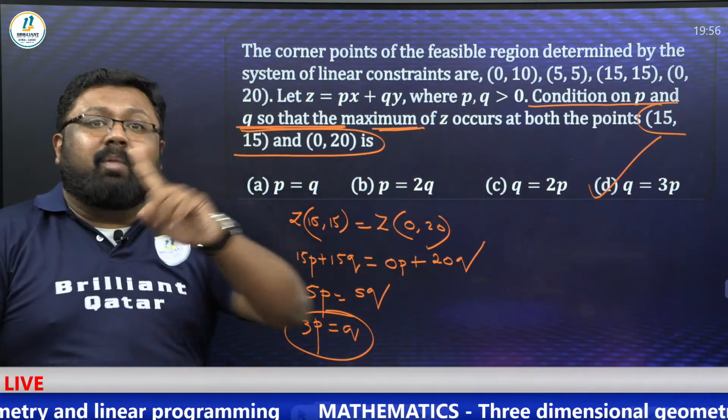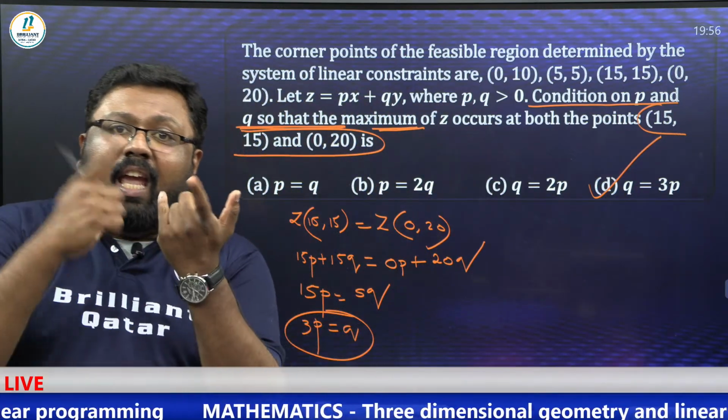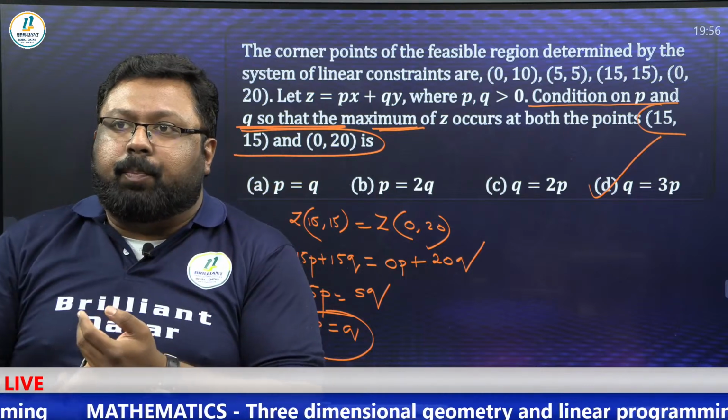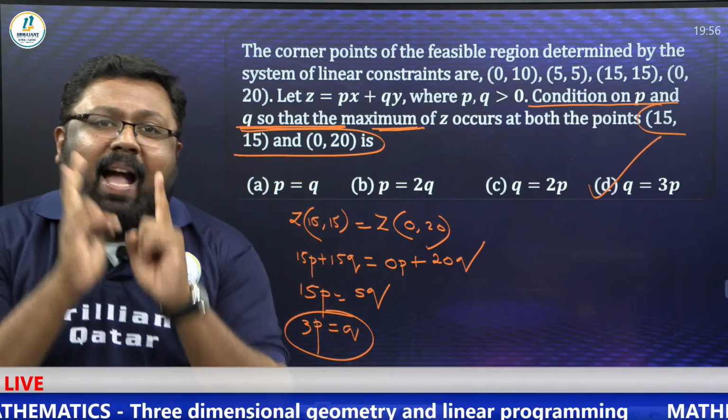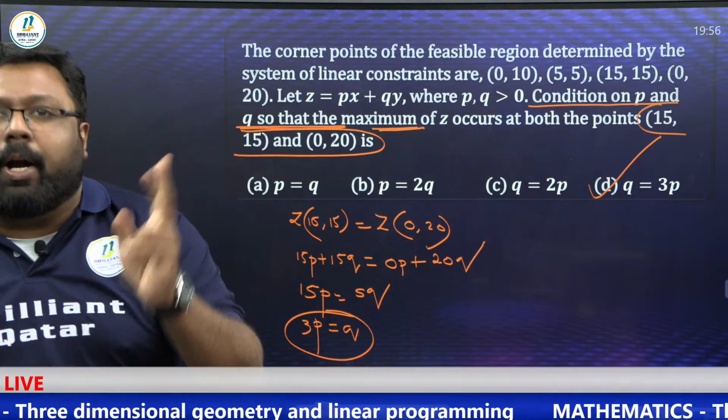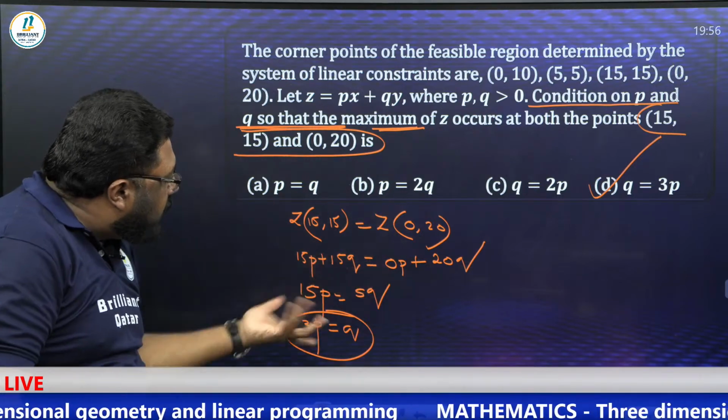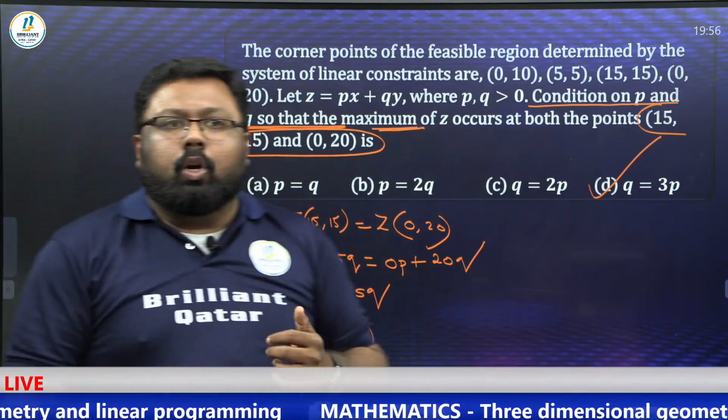Very important. We did one question before this where they gave you maximum at this point, minimum at this point. Now this is the question where maximum is the same at 2 points. So just equate both the points and get the relation between P and Q. Got it, all of you?